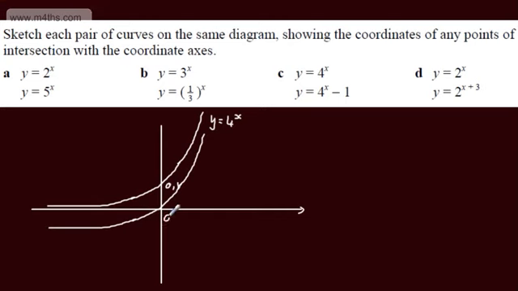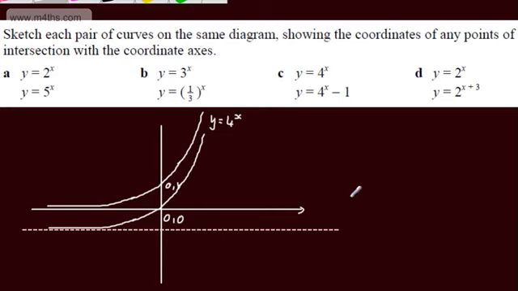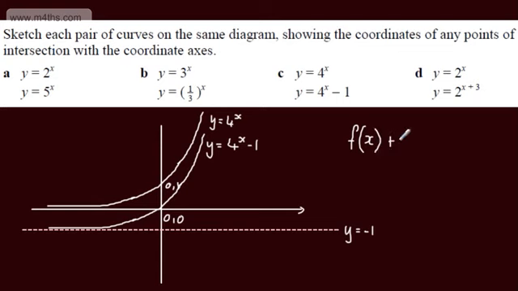We need to show an asymptote on here, and that is going to be the line y is equal to minus 1, as we've dropped it down from the x-axis where y is equal to 0. So we have y is equal to minus 1. And this is a graph of y is equal to 4 to the x minus 1. It's simply now of the form f of x plus a. And in this particular case, we got 0, minus 1. Okay, so that's what we end up with, and that's what it looks like.